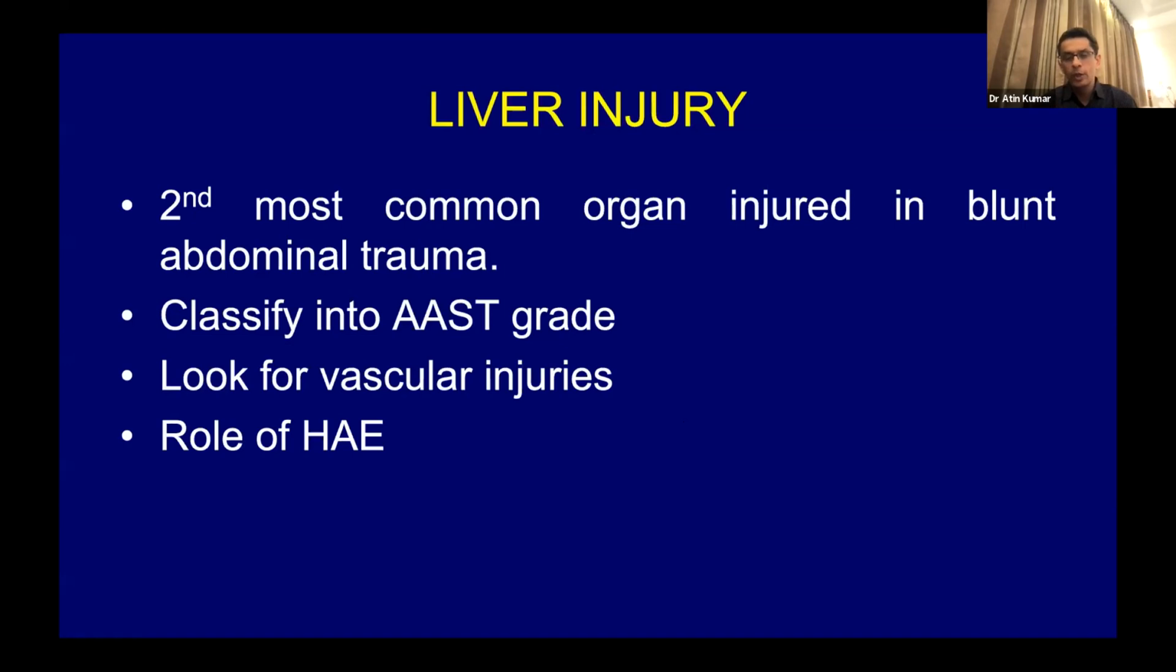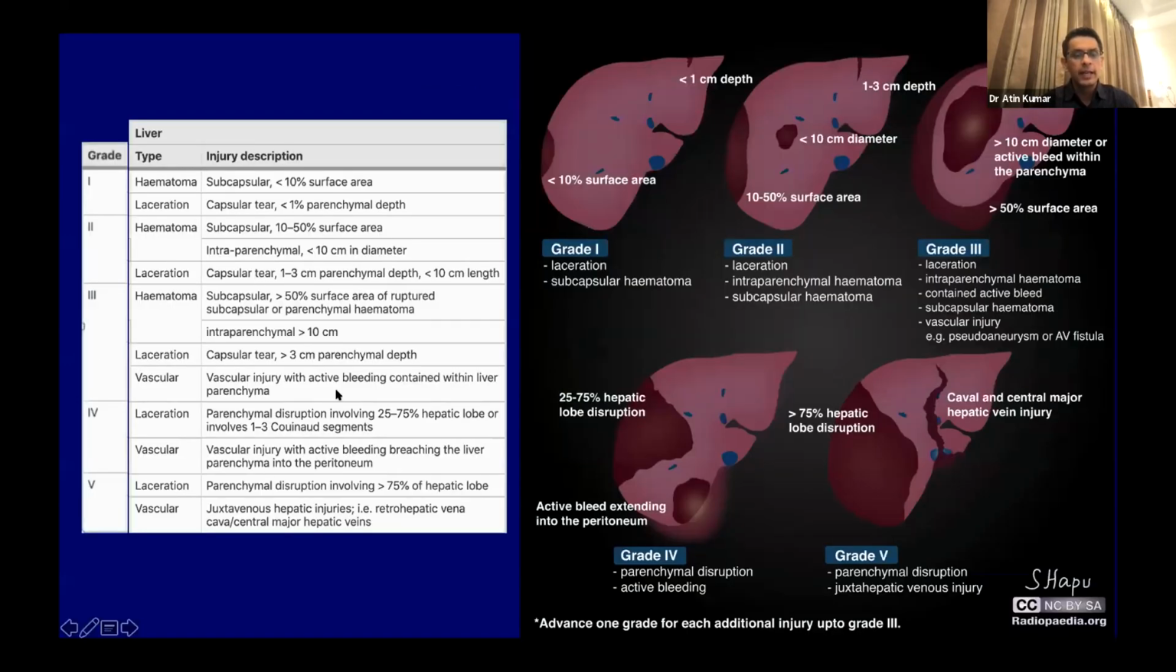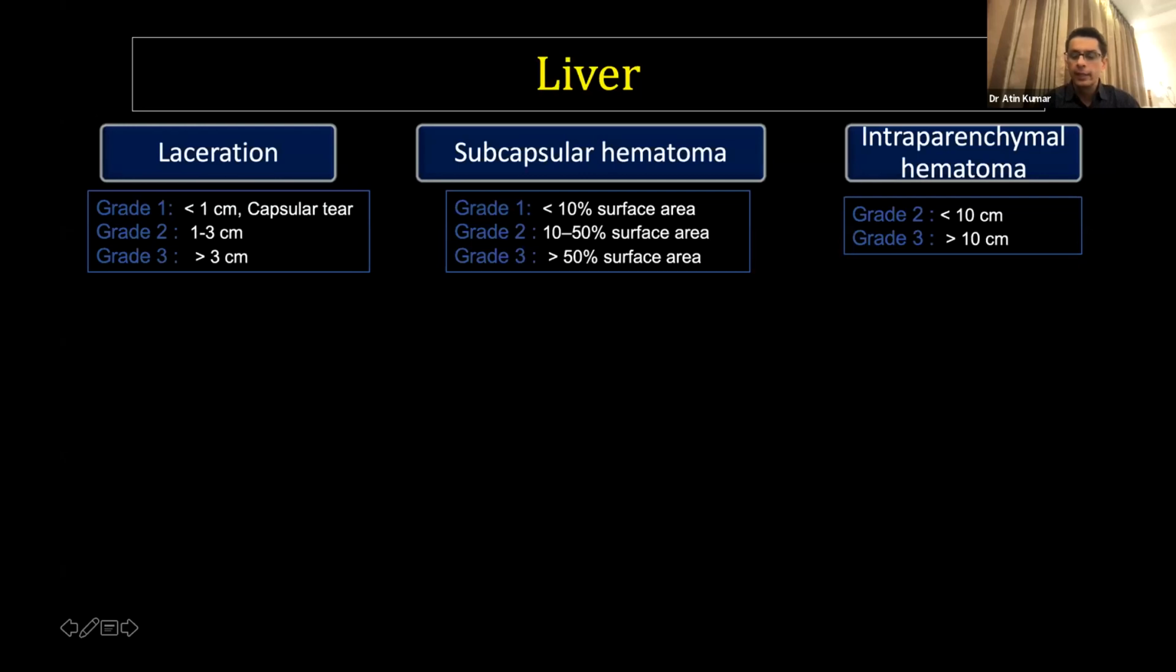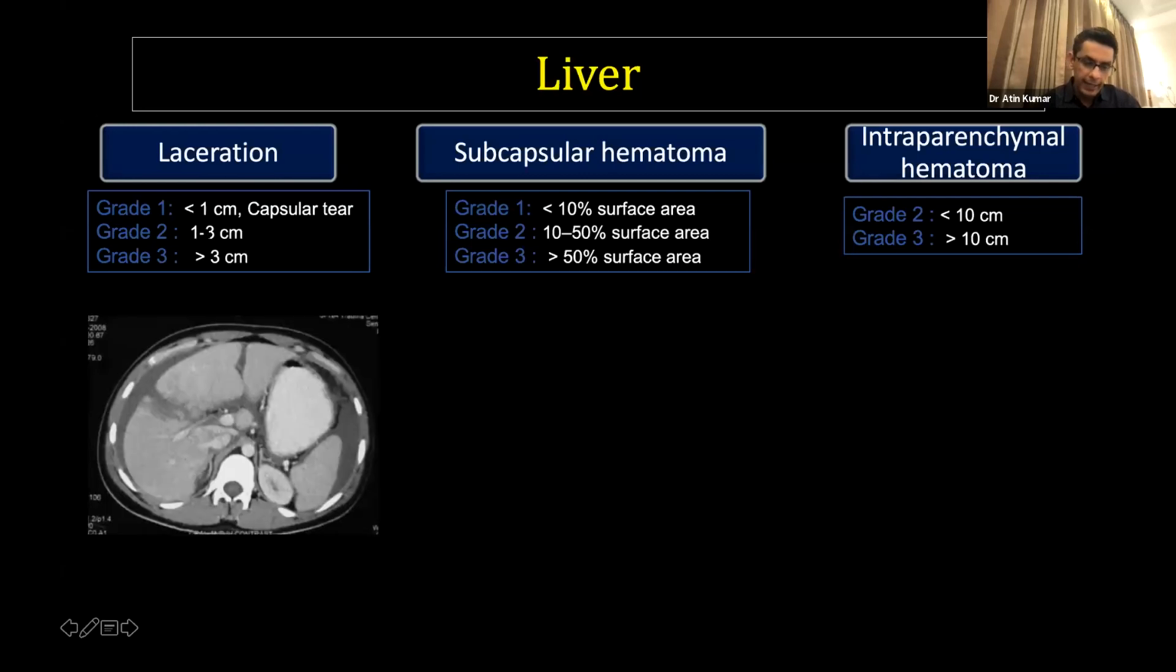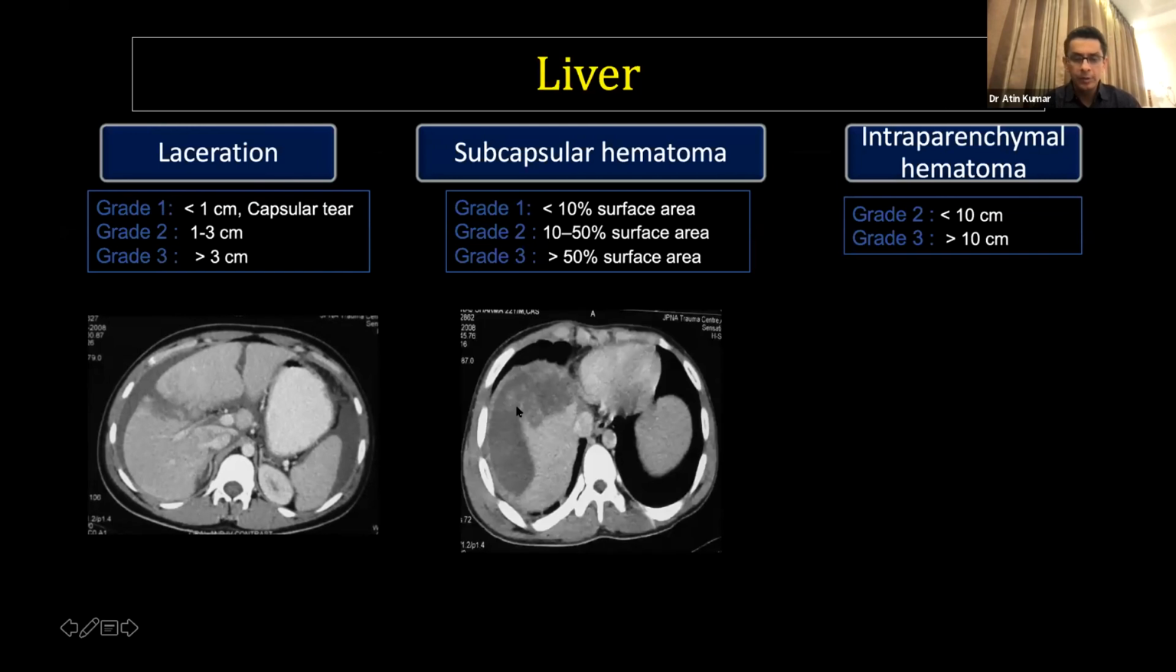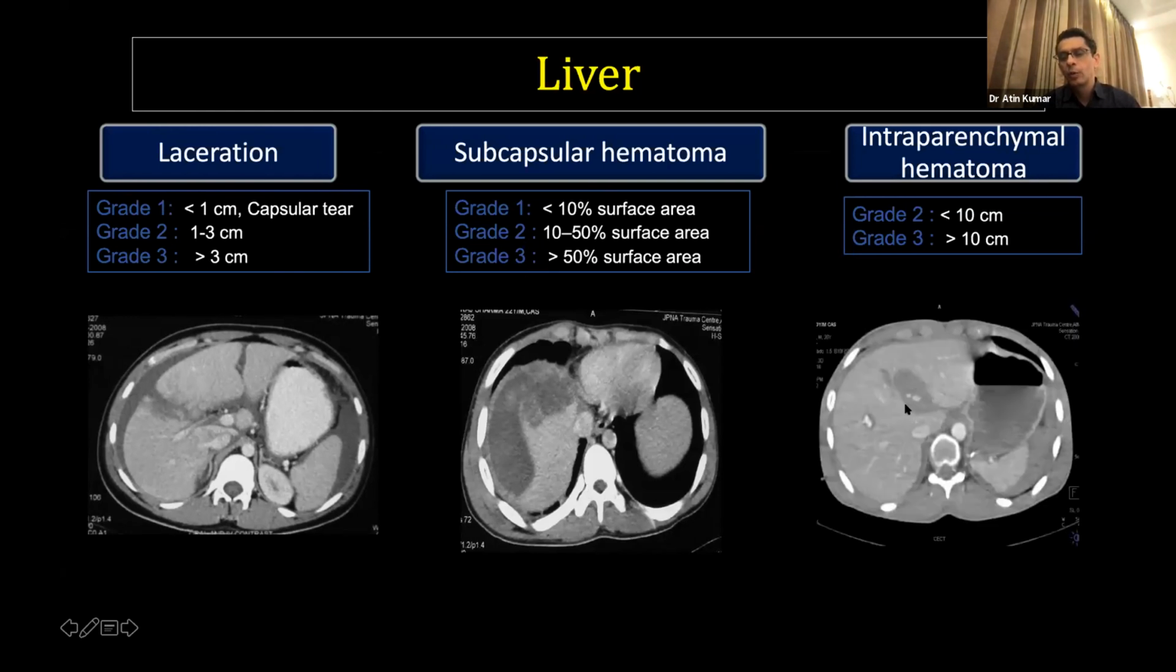Liver is the second most common organ injured. This is again almost a similar type of organ injury scale given for liver. You can go through it. I have taken this diagram from Radiopaedia, but again, important here is to pick up lacerations and measure them, because the measurement of laceration grades them from grade 1 to grade 3. Then picking up subcapsular hematoma. Again, the size of the subcapsular hematoma increases the grade from 1 to 3. And intraparenchymal hematoma: in this, there is a contrast extravasation also. The size of hematoma, again, less than 10 centimeter versus more than 10 centimeter, increases the grade from 2 to 3.